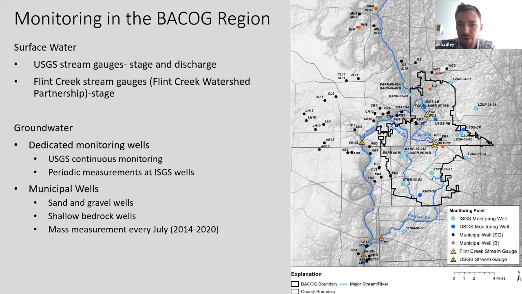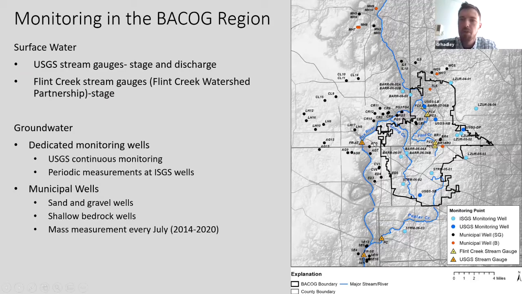So the USGS operates several stream gauges. There's 3 on the Fox River. There's actually 2 right here. They're just very close together. There's 1 in South Elgin, and then they also have 1 on Poplar Creek. In addition to the USGS stream gauges, the Flint Creek Watershed Partnership also operates 4 stream gauges on Flint Creek. These are these yellow triangles here.